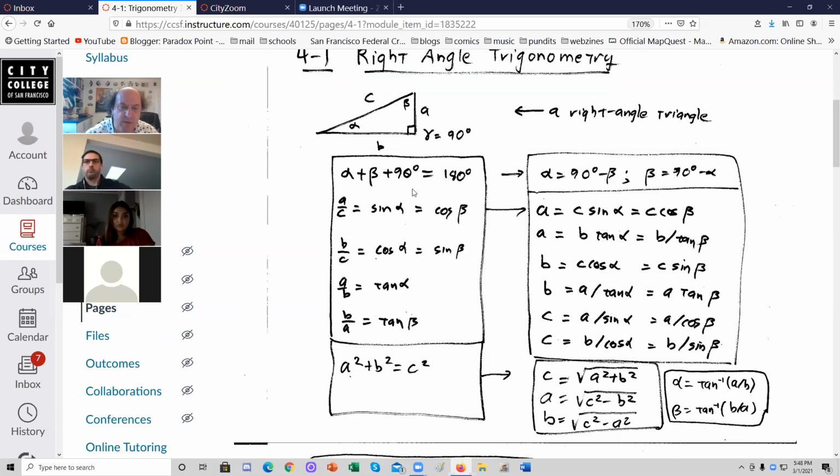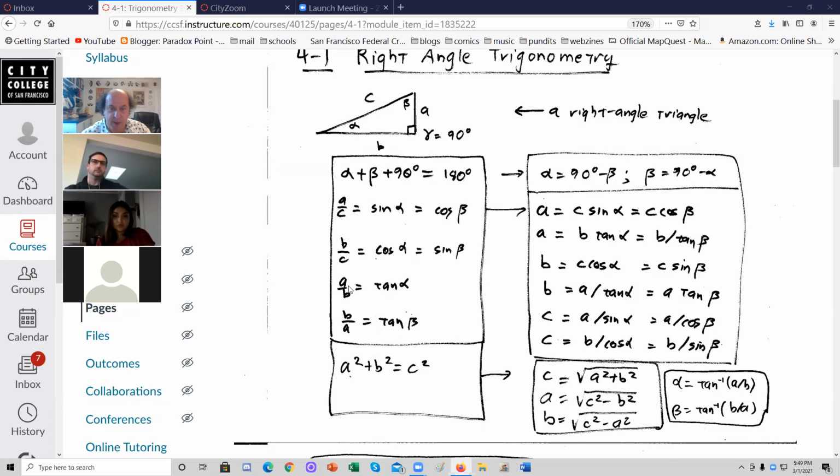So by solving for the various letters, we can find A, B, and C in terms of the other letter and one of the angles. Of course, this is a right angle triangle, so A squared plus B squared equals C squared. Therefore, C equals the square root of A squared plus B squared. A equals the square root of C squared minus B squared. B equals the square root of C squared minus A squared.